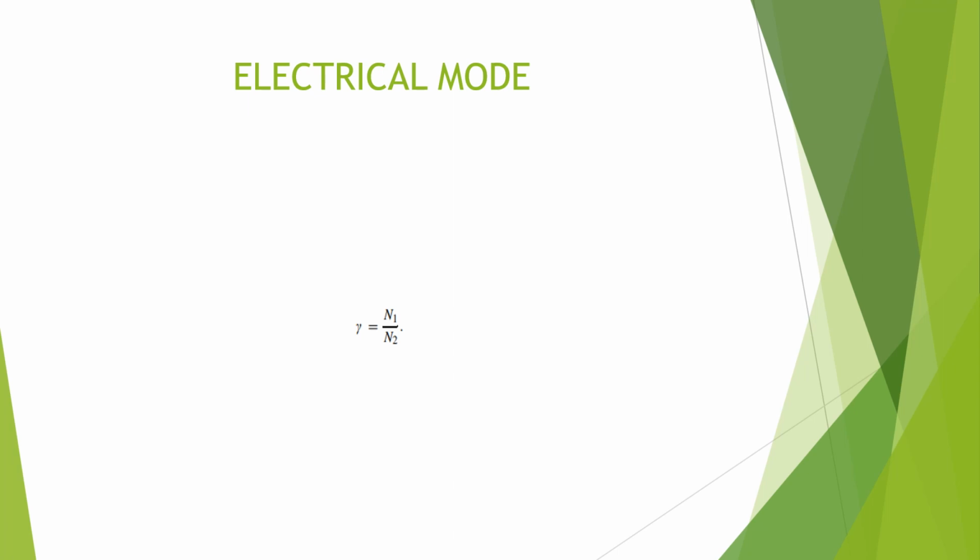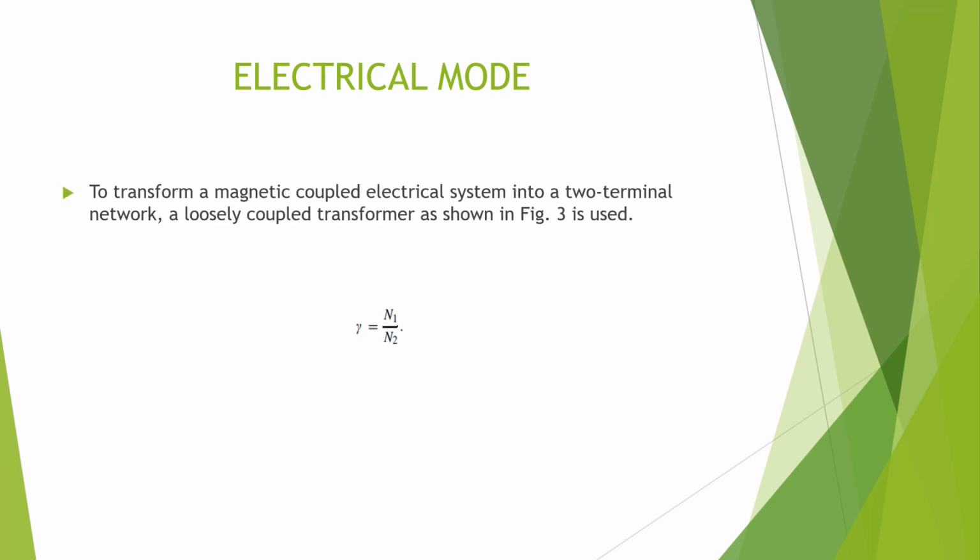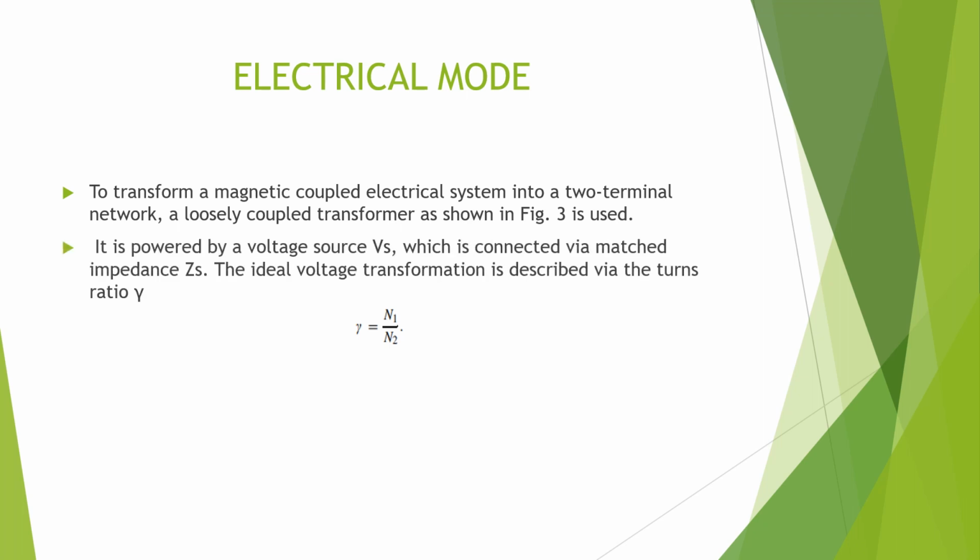Now, electrical model. This is an electrical model to transform a magnetic coupled electrical system into a two terminal network. A loosely coupled transformer as shown in figure 3 is used. The figure will be shown in the next slide. Now let's go to the next point.